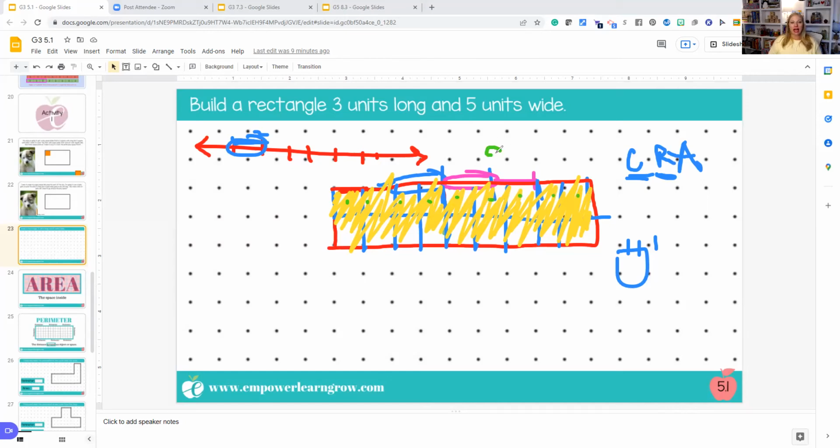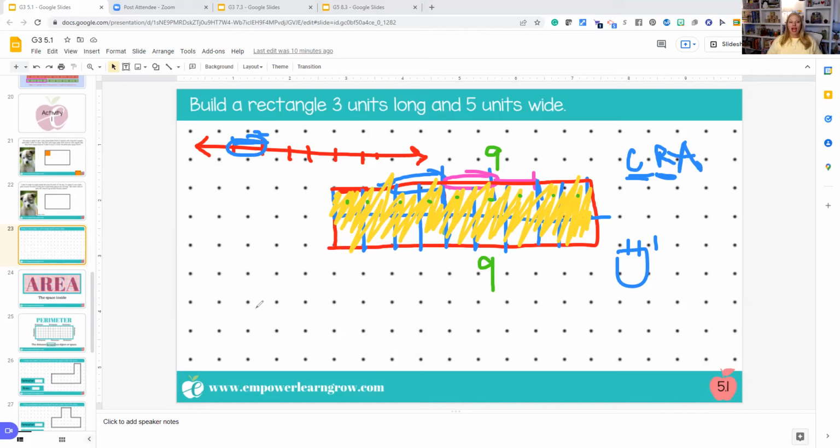Like, well, I knew that it was 9 in this row, and then there was 9 in this row. So I had 2 9s. It's 18. Right. That meets the standard that says that they understand area as additive. Okay. So there you go. I have 2 rows of 9. I have 18 squares. You're right. I don't have to count them one by one anymore.